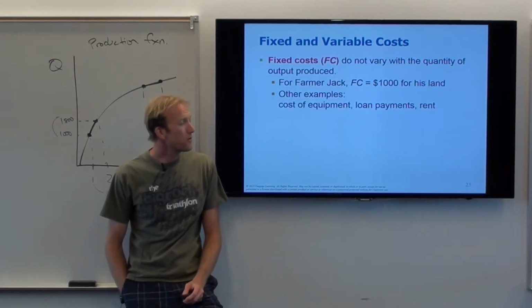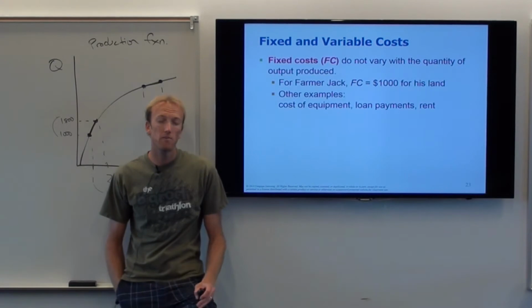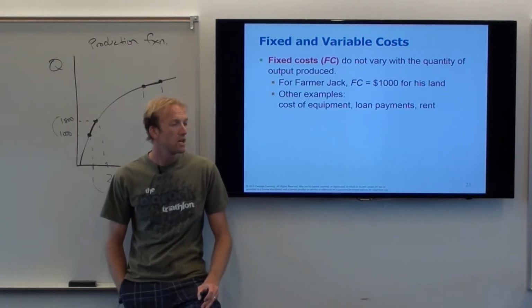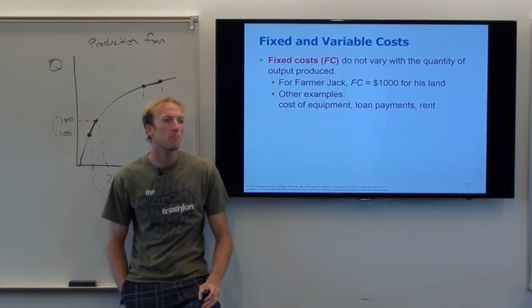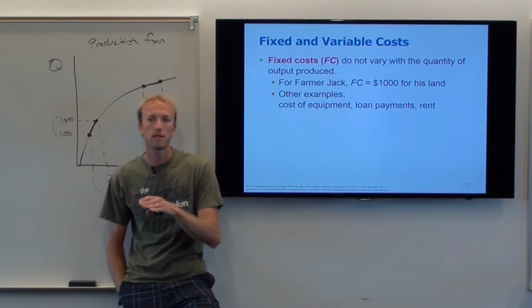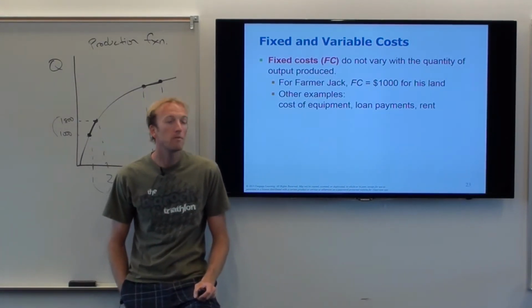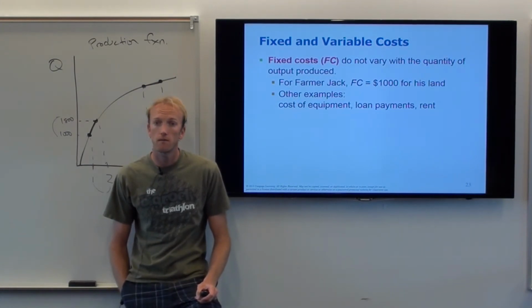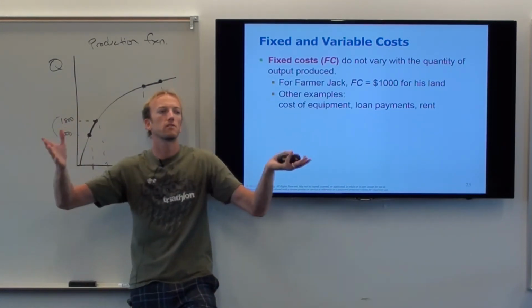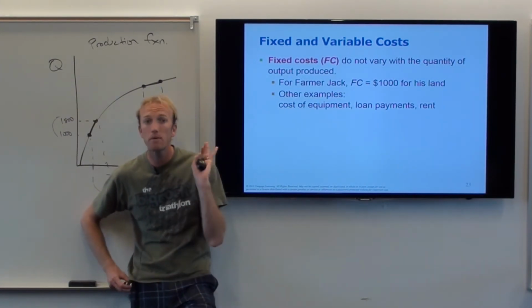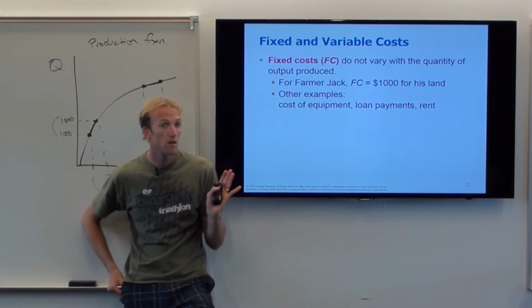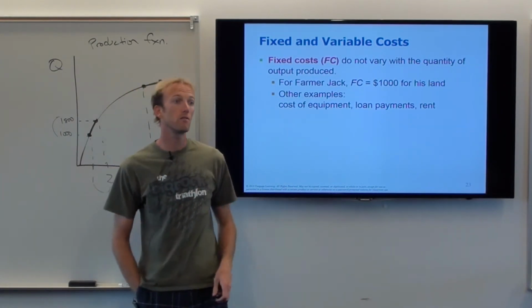Okay. Other things in the real world that you might have as fixed costs might be, you have to buy a tractor. Might be cost of equipment. Maybe loan payments for your building that are the same all the time. Maybe rent for your factory that's the same all the time, right? Maybe you build a huge factory and so you have to pay $1 million to build your factory. That's a fixed cost. It doesn't matter how much you produce. You're going to pay that same amount all the time.